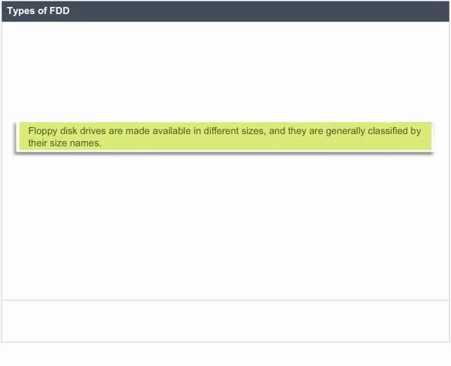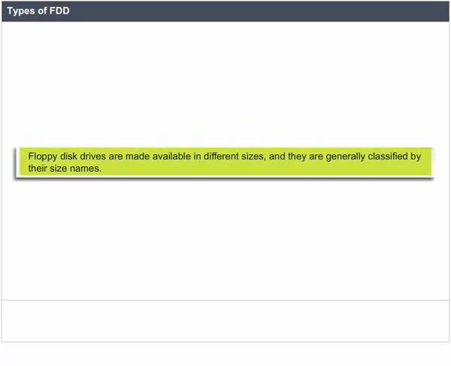Types of FDD. Floppy disk drives are made available in different sizes and they are generally classified by their size names.